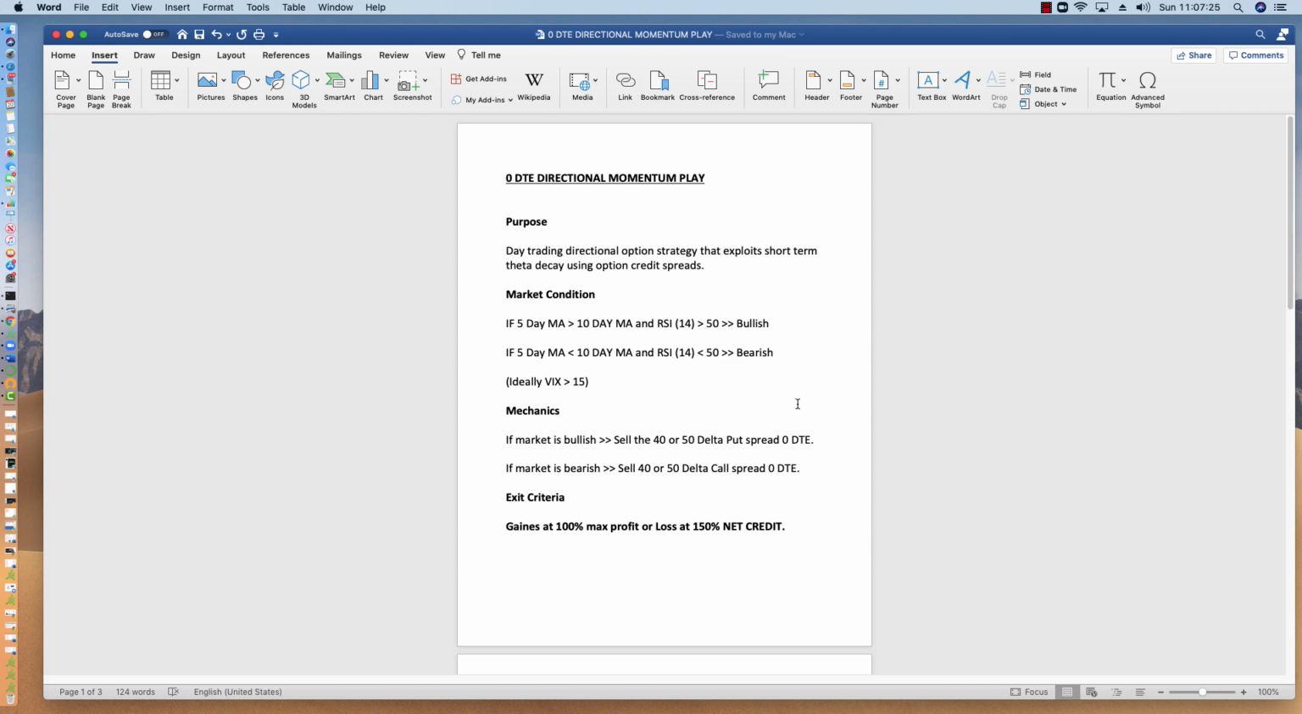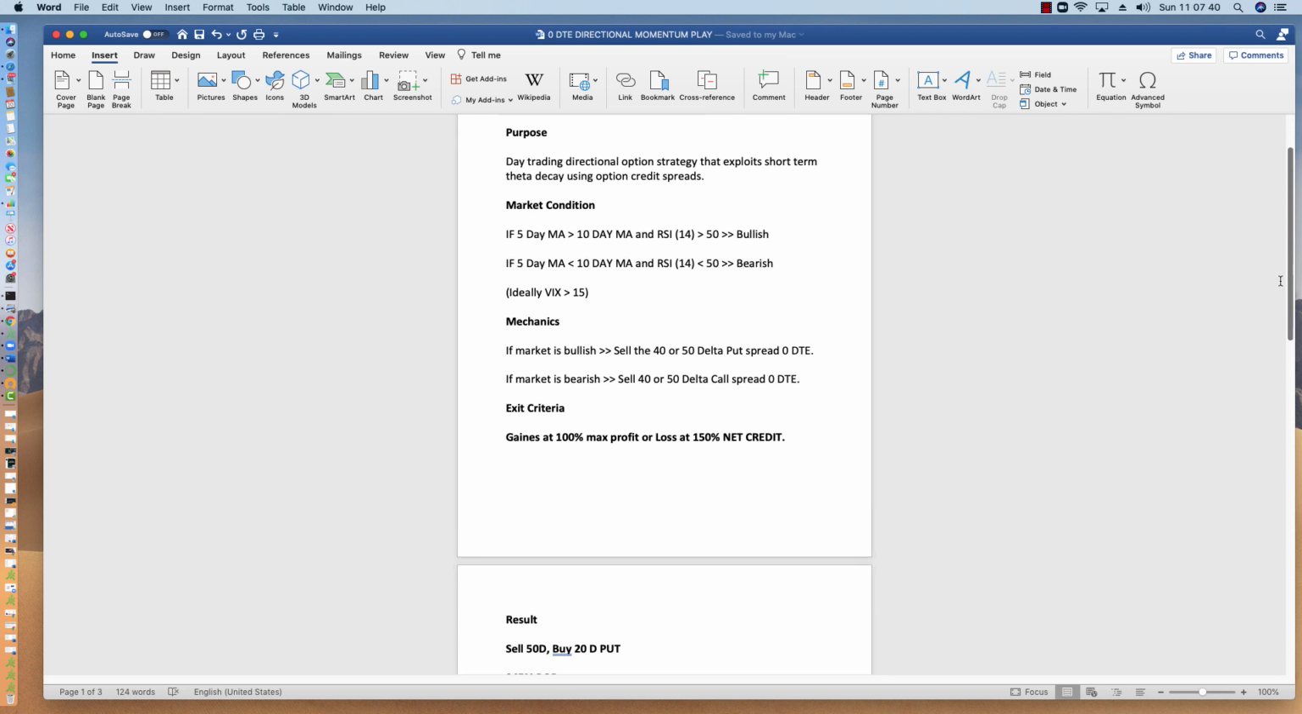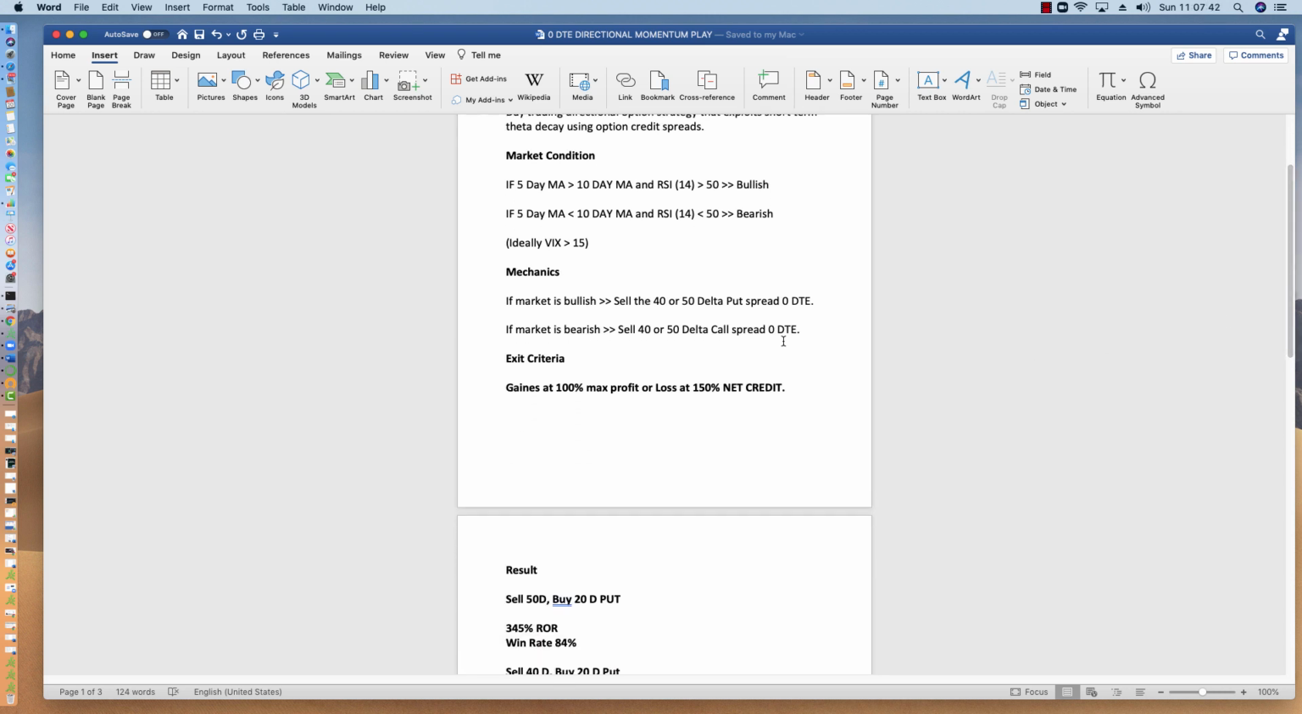But when I went through and did some lower VIX levels, it wasn't as profitable as when you have a higher VIX level. So you have to look at that too, but it's not necessary. All right, so the mechanics of this strategy: if the market is bullish, then you sell the 40 or 50 delta put spread with 0 days to expiration. If the market is bearish, you're going to sell the 40 or 50 delta call spread with 0 days to expiration.